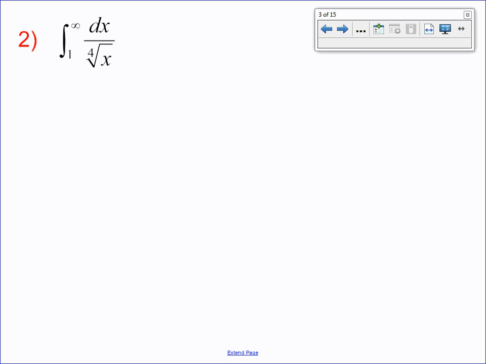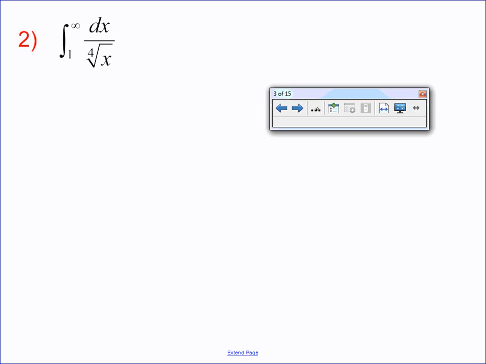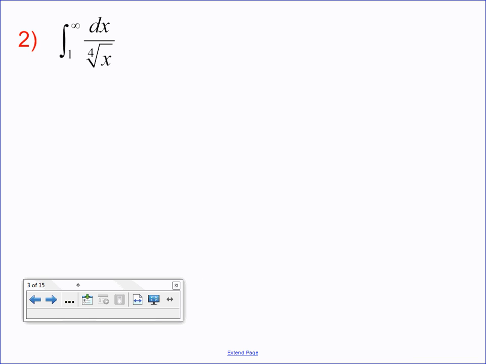So I'm ready to go with the limit expression. Let's rewrite this bad boy as the limit as my upper limit, I'll call it b, goes to infinity of the integral from 1 to b, and I've got the 4th root of x on the bottom. Can I find an antiderivative for 1 over the 4th root of x? Certainly. I'll again use the power rule.